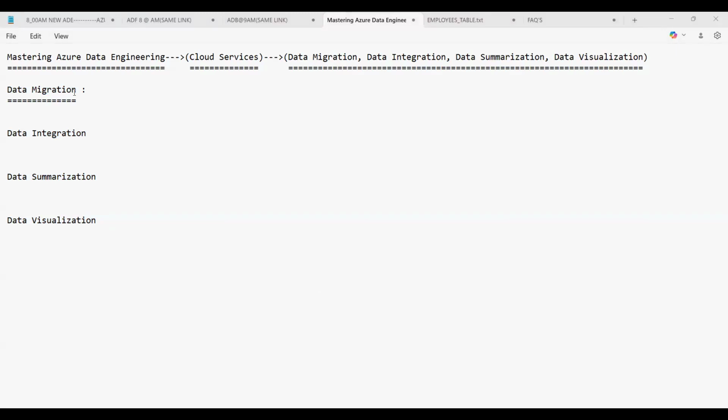What do you mean by migration? Migration is nothing but moving from one place to another place. Hence data migration means moving of the data from one place to another place.